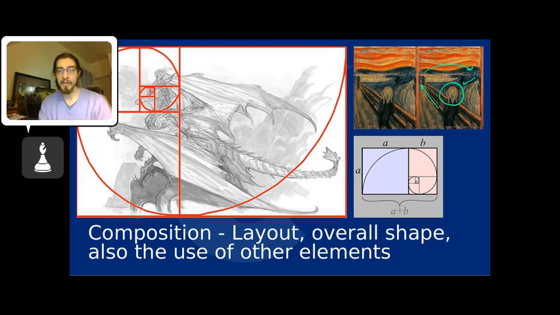This is just another way that pictures can be laid out. The Fibonacci sequence, the golden ratio, this seashell shape. You'll see it often just as a basis for a lot of drawings, so keep an eye out for it.